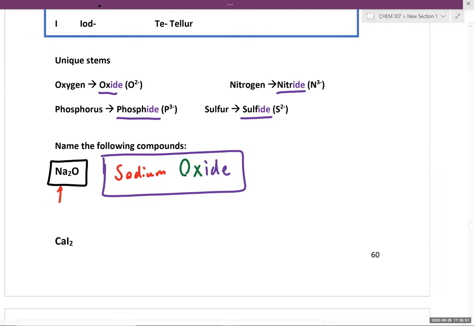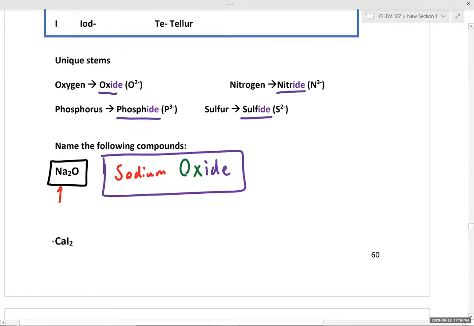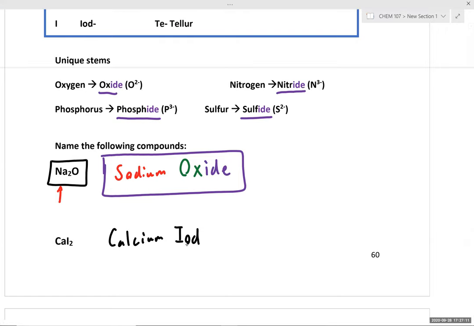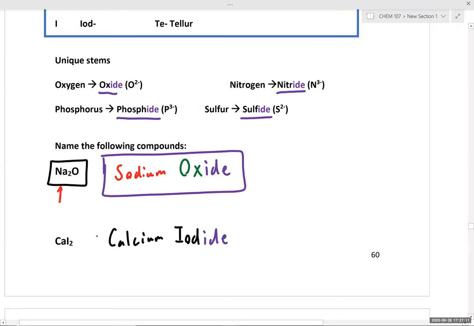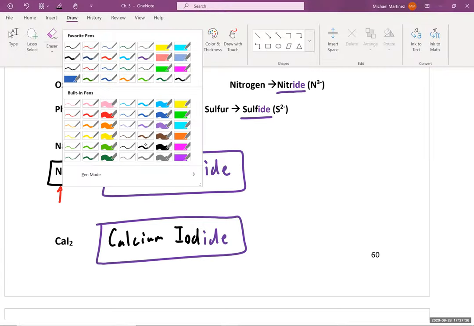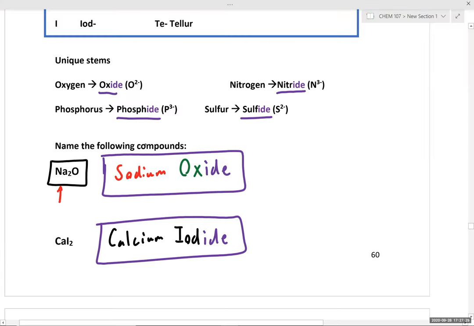Let's do another example. This time we have CaI2. First we write the name of our metal, which is calcium. Then I is iodine, so we use the stem iod- followed by the -ide ending. So this would be calcium iodide. Does this example make sense to everyone? Any questions?